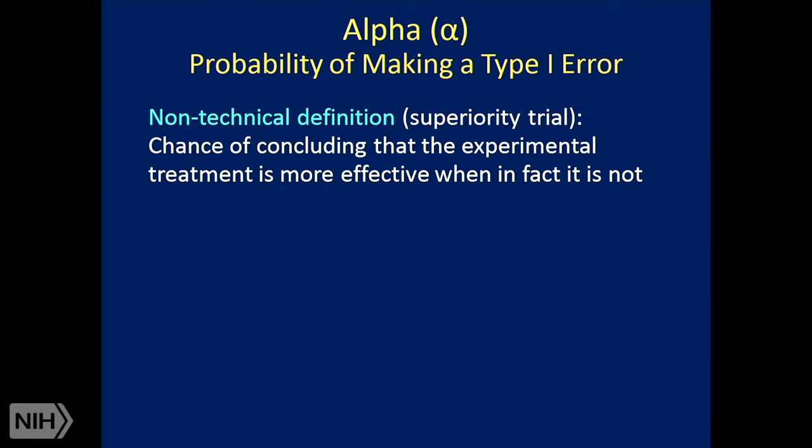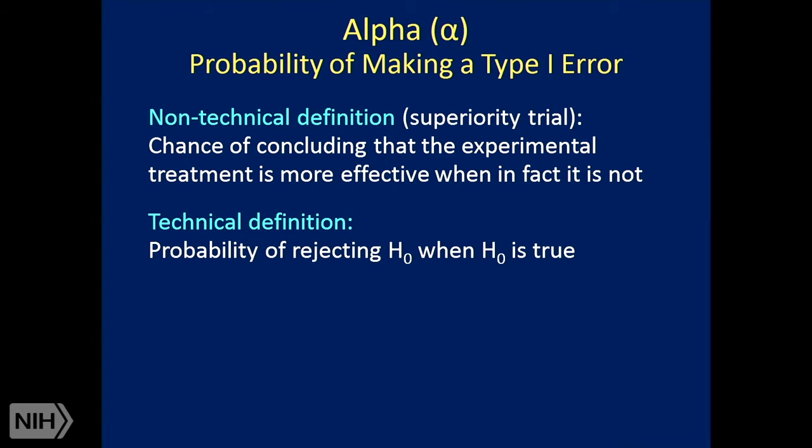All right. So I'm going to get a little bit deeper. So the alpha, like we said, is the probability of making a type 1 error. Sort of a non-technical definition for superiority trials, and we'll talk about this: it's the chance of concluding that the experimental treatment is more effective when in fact it is not. We're rejecting H0 when H0 is true. And that's the technical definition. It's the probability of rejecting H0, claiming there is a difference, when in fact there is no difference.